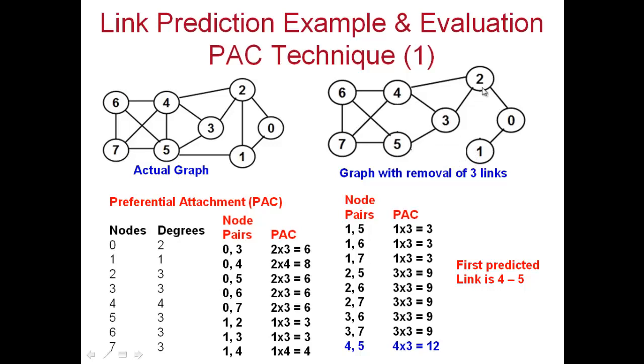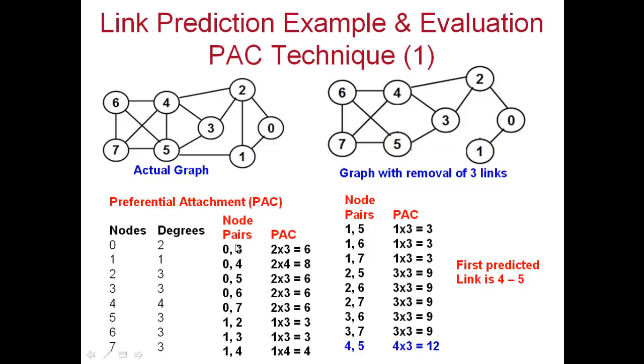Then 2 has a link with 0 but not with 1, but it's counted in the case of 1, 2. So just look at the higher IDs as we did in the previous example. So 2, 3, 2, 4 link is there. So 2, 5, 2, 6, 2, 7. Those are the node pairs that don't have a link. Then 3, 4, 3, 5 they have a link. 3, 6 and 3, 7 they don't have a link. Then 4, 5 don't have a link. 4, 6, 4, 7 is there. 5, 6, 5, 7 is there. 6, 7 is there. So everything is fine.